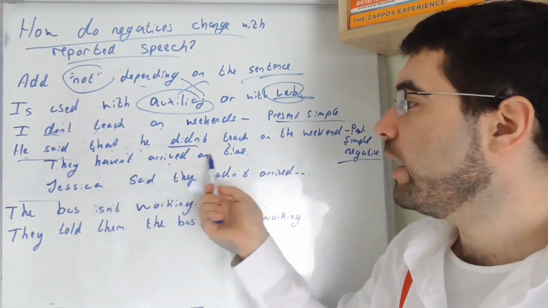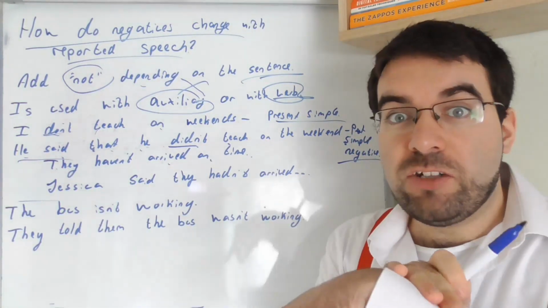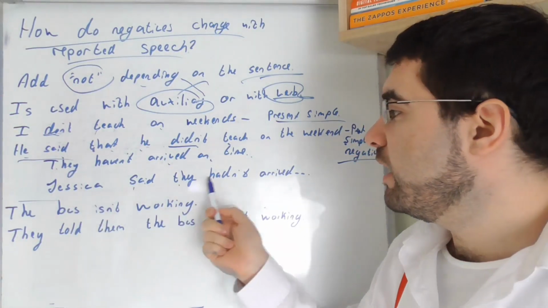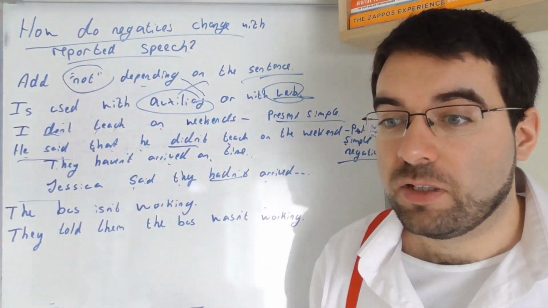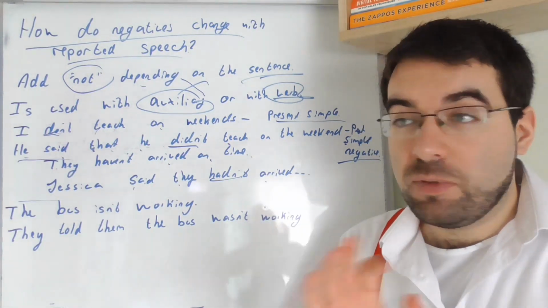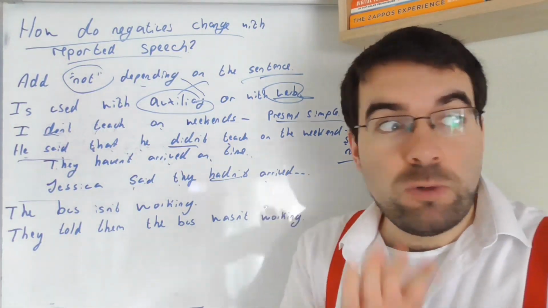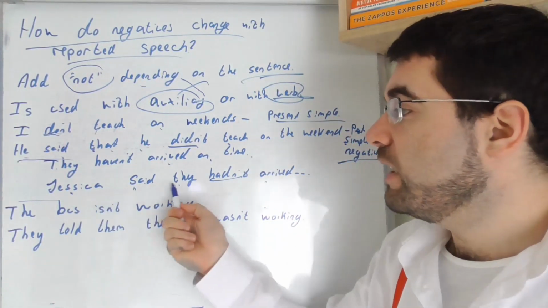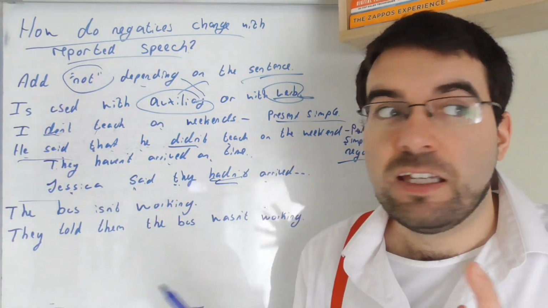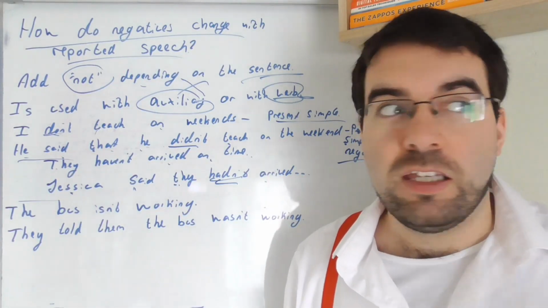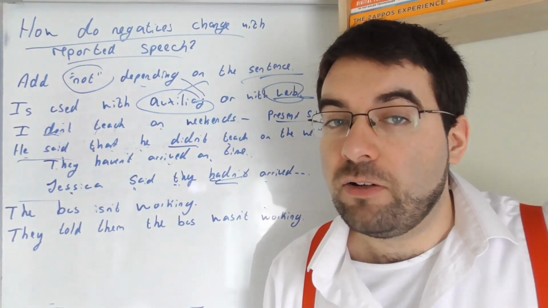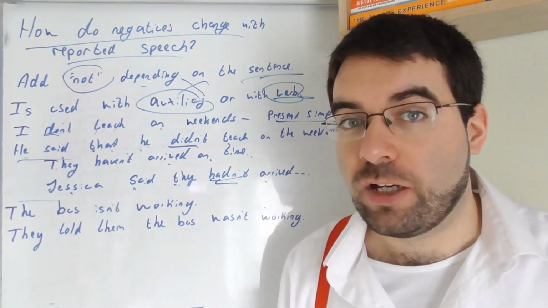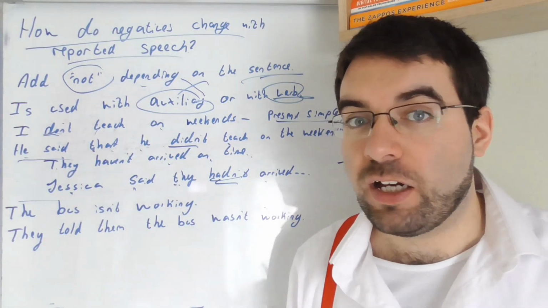They haven't arrived on time. Where are they? We don't know. Jessica said they hadn't arrived on time. Present simple. What's happening? Where are they? 10 minutes late, 20, 30 minutes late. Jessica said they hadn't. In the end, a week ago now, they hadn't arrived on time. They didn't arrive when they were supposed to arrive. They hadn't arrived.